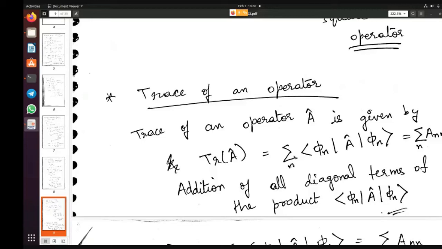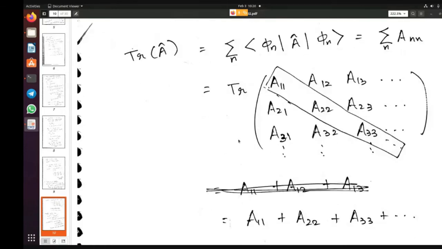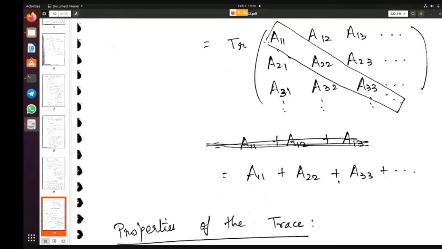So what does this mean? If you have this A matrix, then the trace is just the addition of all the diagonal terms. You add up all the diagonal terms of this matrix, and you will get A11, A22, A33, etc. If you add all this up, that is called the trace. So trace is nothing but adding up all the diagonal terms of the matrix. That is how you will get the trace of the operator.